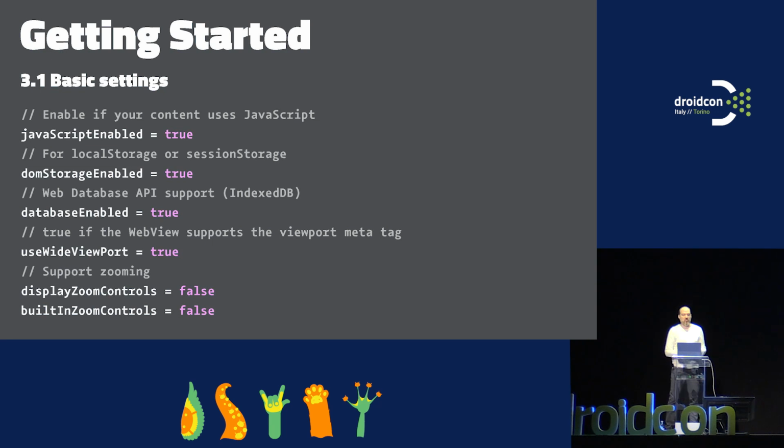And this one, use wide view port, is a little bit tricky. It's the meta tag in the HTML documents that can state the viewport information. If your content has a viewport meta tag, you enable this one. You probably don't want the users to use the built-in zoom controllers, so make sure you disable these. Otherwise, it pops up as a little overlay on the web view. OK, that's the basic settings.